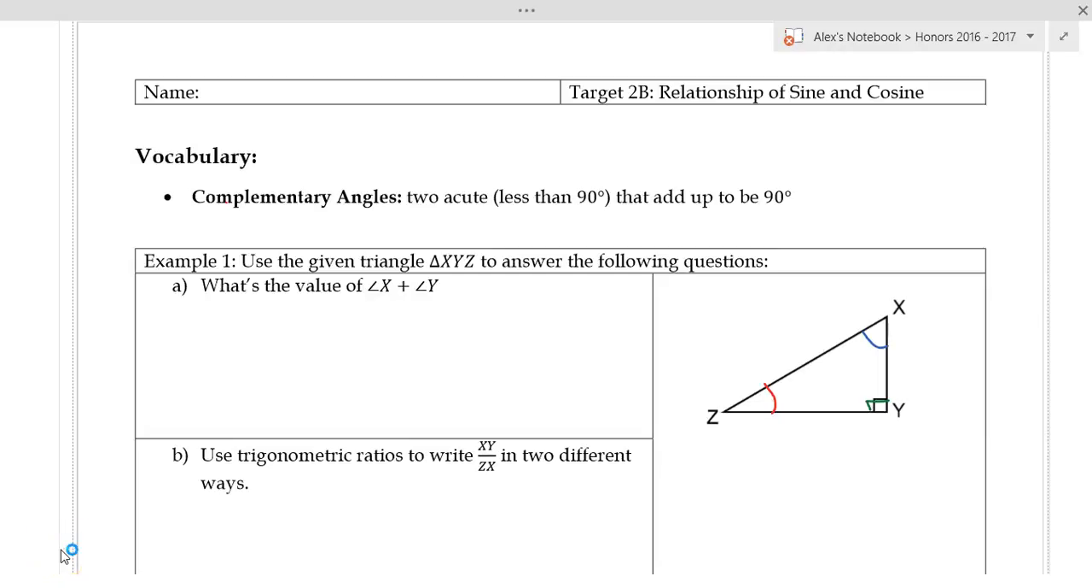Hey guys, welcome to Target 2B. It's the relationship between sine and cosine, right? We're looking at two of our trig ratios.